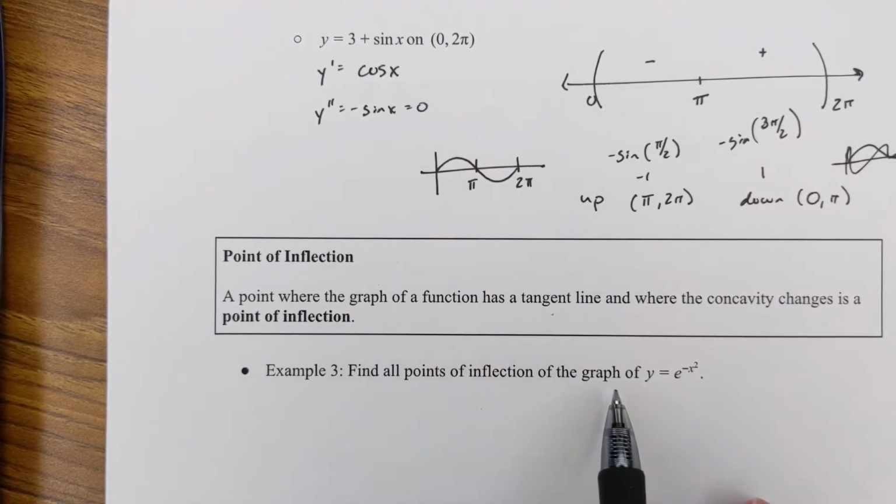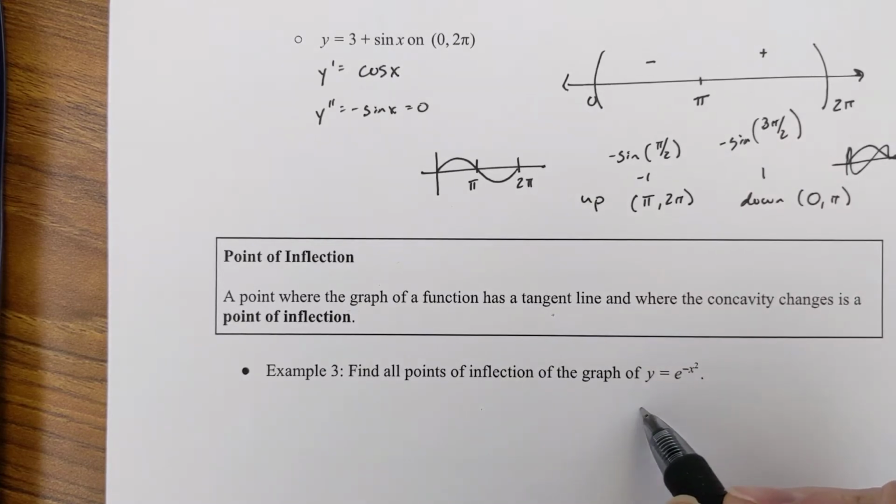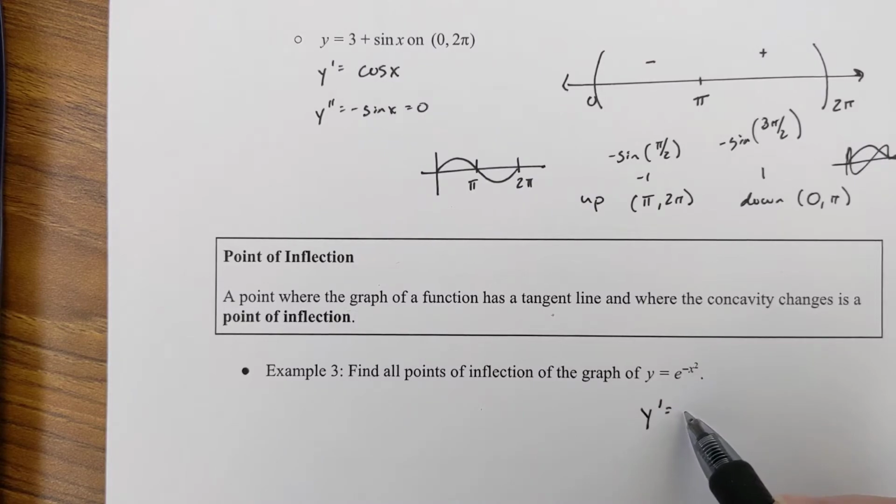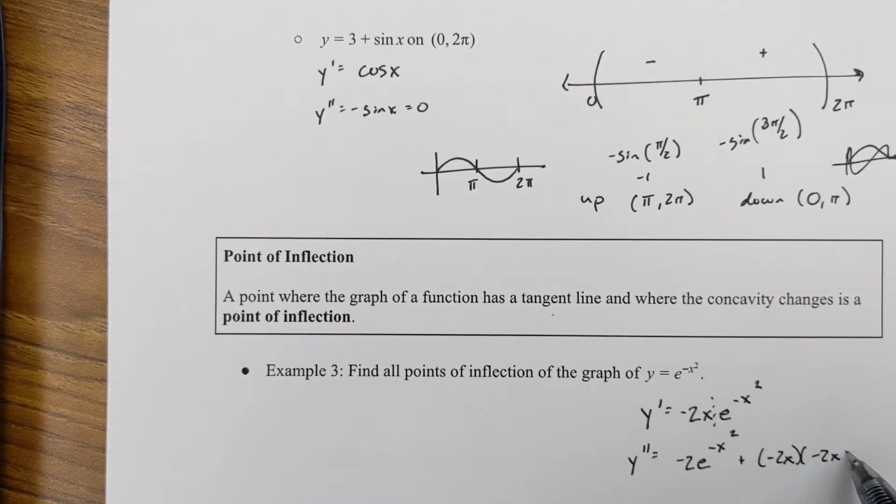Find all points of inflection of the graph y equals e to the negative x squared. So we need the first derivative. To take the derivative of e, it's the derivative of the exponent times the original function. And then to get the second derivative, that's now product rule: negative 2 e to the negative x squared plus negative 2x times negative 2x e to the negative x squared. That's going to be negative 2 e to the negative x squared plus 4x squared e to the negative x squared.